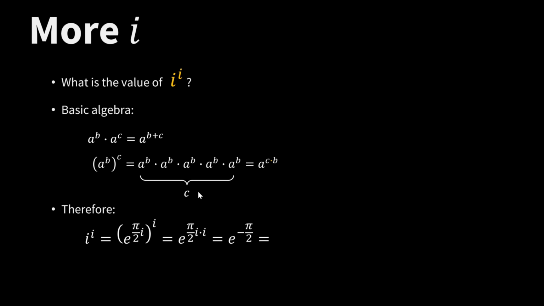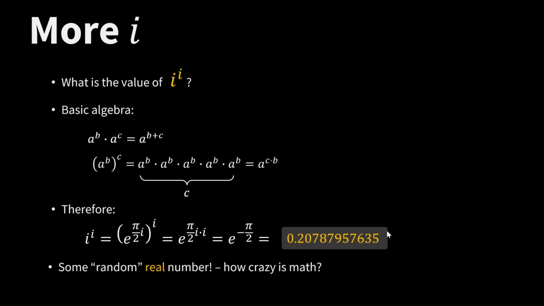According to our rule, e to the power of pi over 2i to the power of I is e to the power of pi over 2i times I. Now I times I is -1 according to the definition of I. So we get e to the power of minus pi over 2. There is no I here, so we can type this into our calculator. And this is what we get. Some random real number. I to the power of I is real.